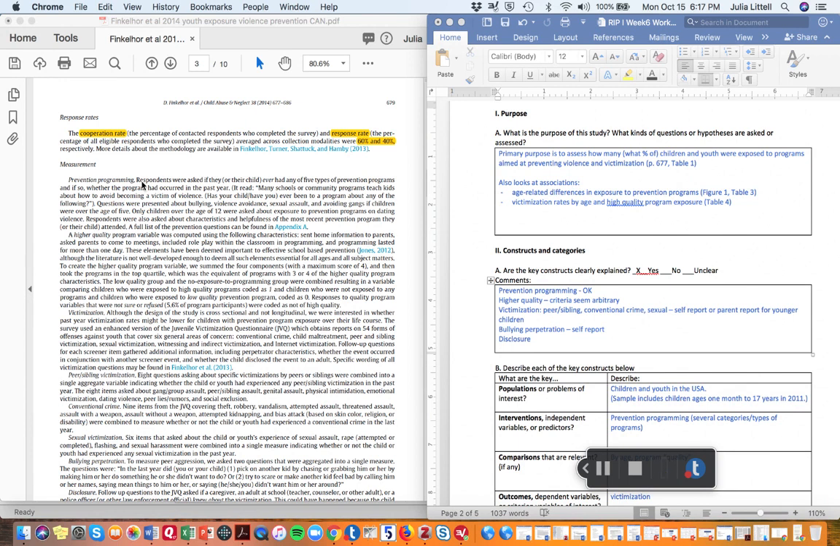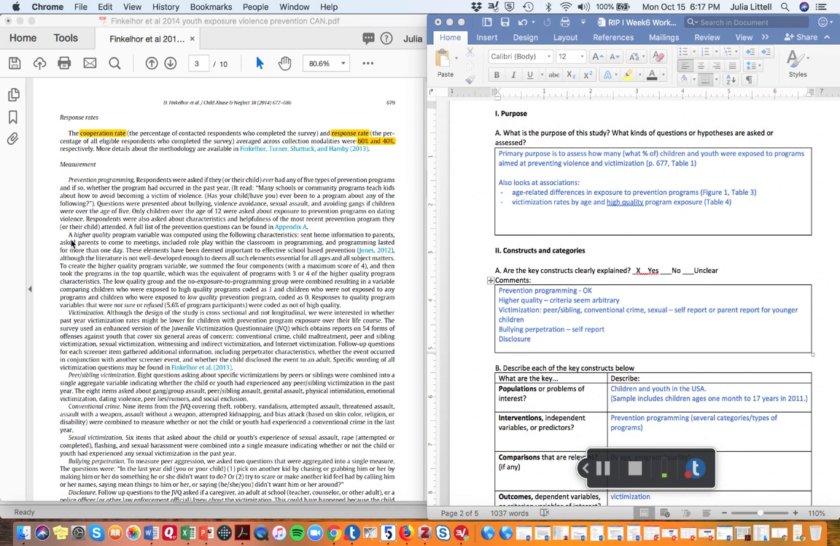Prevention programming: respondents were asked if they had ever had any of these programs, and if so, whether the program exposure had happened in the last year. Well, I think this is pretty straightforward. So I rated this as okay. It's explained, I think, fairly clearly.